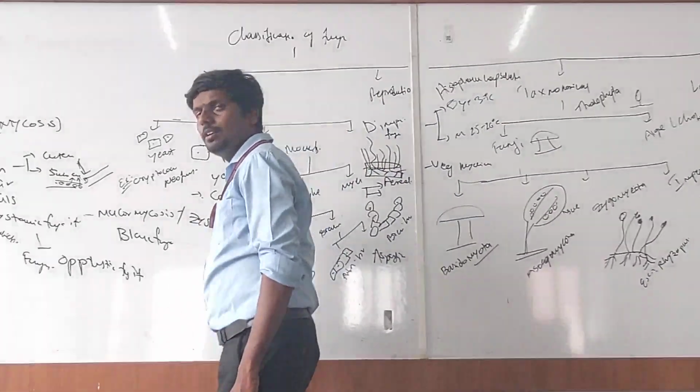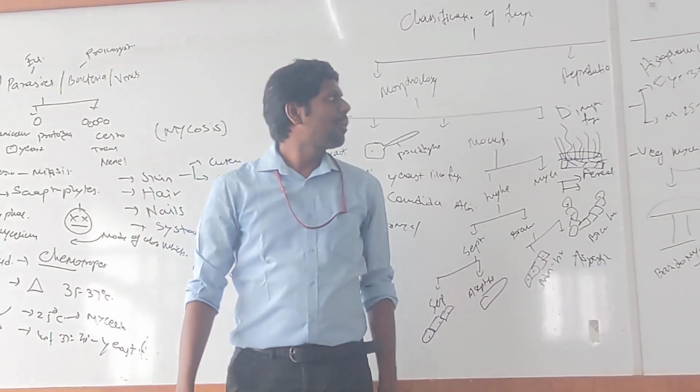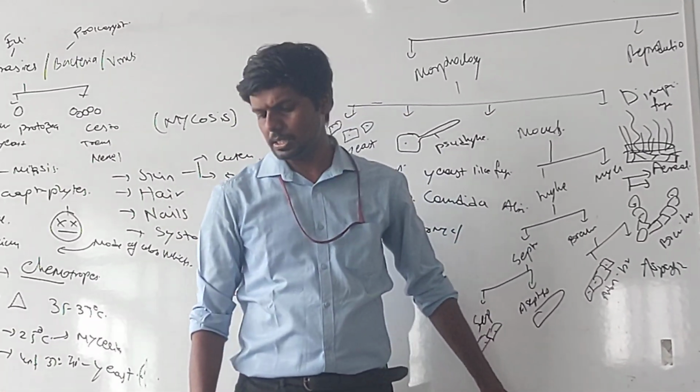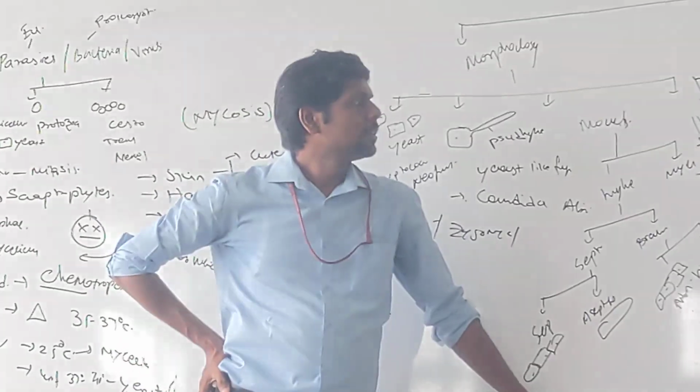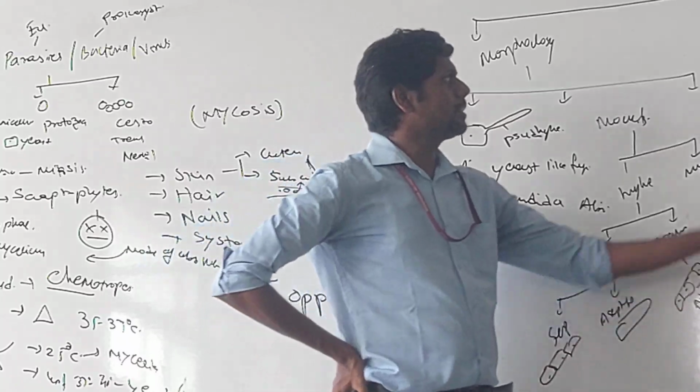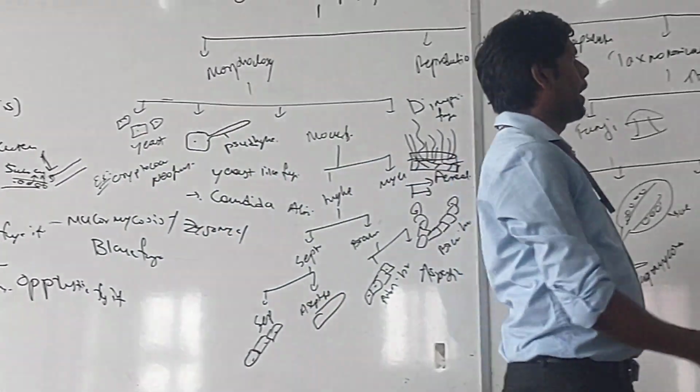Histoplasma capsulatum is the example fungus for dimorphic fungus. Very good. Next, classification based on reproduction.